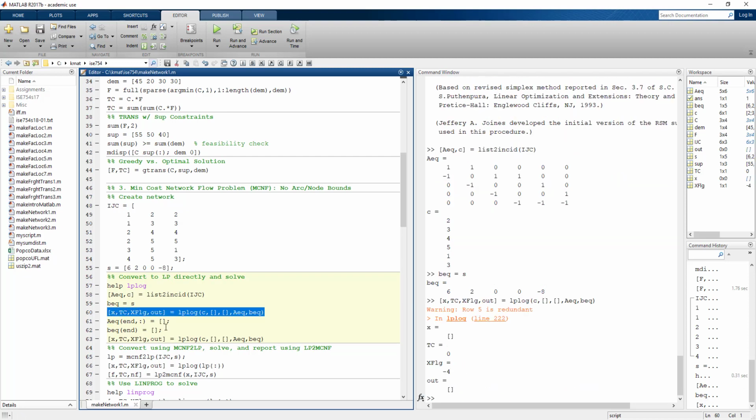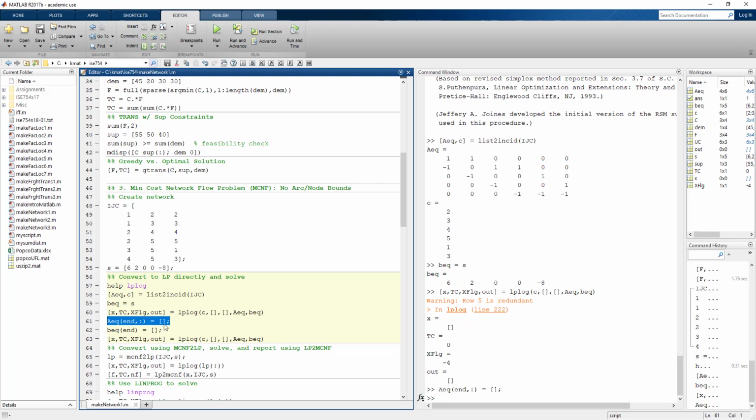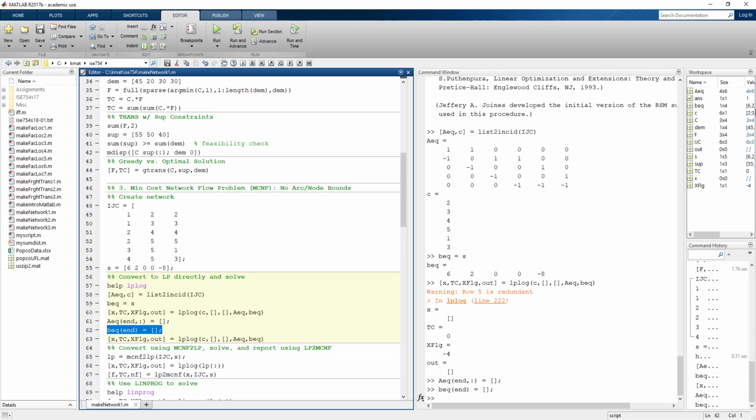So I can solve this, and I get a result saying, warning, row 5 is redundant. And I get this solution. I'm basically not able to actually solve the problem because I have one extra row. So what I'm going to do here is set that last row, and you could pick any row to remove. So I can remove it and also remove the corresponding right-hand side element. So now the equality, instead of being a 5 by 6, if you look over here, it's actually only a 4 by 6. So I've gotten rid of that redundancy.